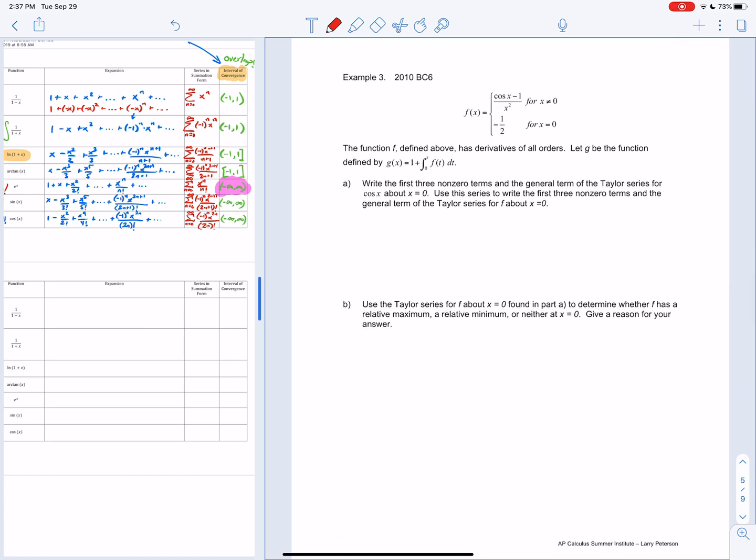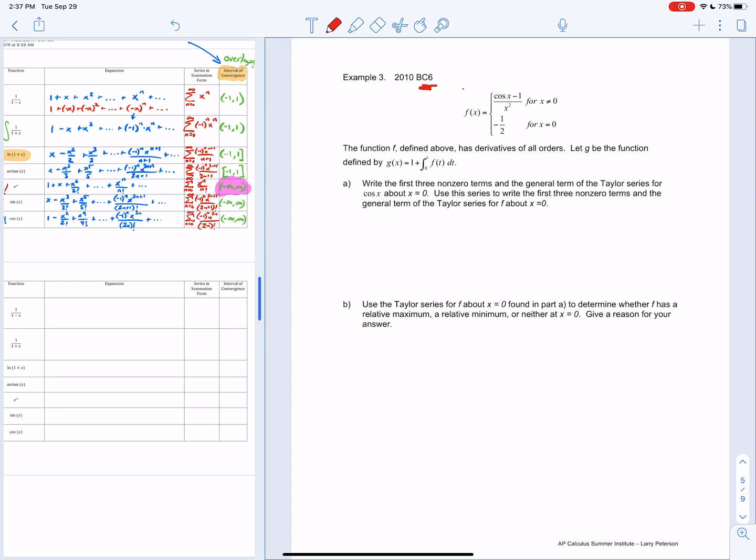Let's try one more. Okay, here's 2010. Notice how it's number 6. Okay, I think it's been number 6 for the past 20 years, I think. Okay, but it goes pretty far back. All right, here we go.